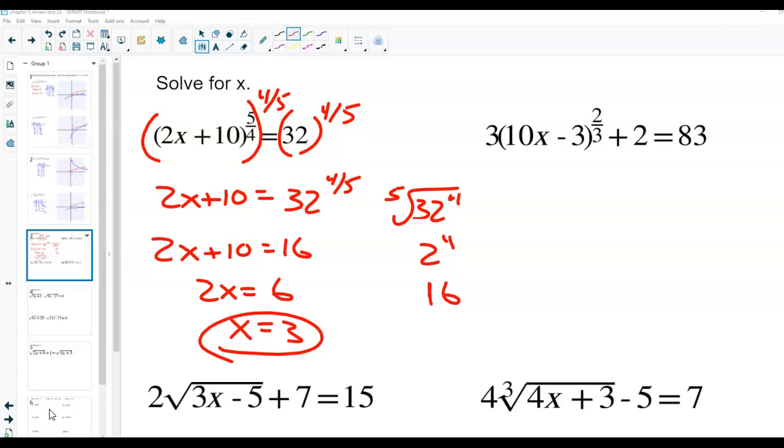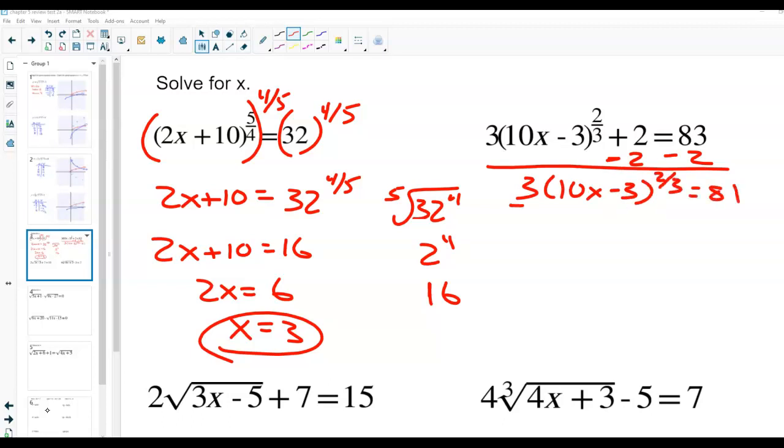2 times 3 is 6. 6 plus 10 is 16. The 4th root of 16 is 2. 2 to the 5th is 32. When you plug it back in, it should work. Then we agree here that to get rid of the stuff around the parentheses, for lack of a better term, we subtract 2 on both sides. 3 times the quantity 10x minus 3 to the 2/3 equals 81. And then I divide by 3 on both sides. So we get 10x minus 3 to the 2/3 equals 27.